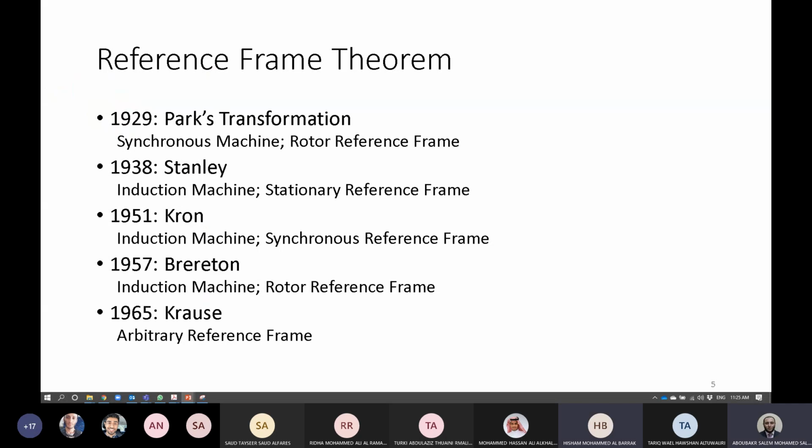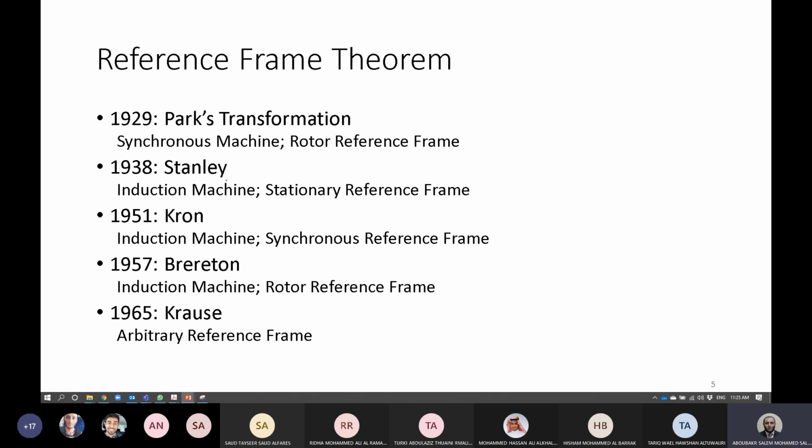Okay. The history of reference frame theory: as you can see, in 1929, Park's transformation was invented, and it was implemented on the synchronous machine using the rotor reference frame. Of course, in a synchronous machine the rotor is already moving with synchronous speed. So whether it is the rotor reference frame or the synchronous reference frame, both are equal for a synchronous machine.